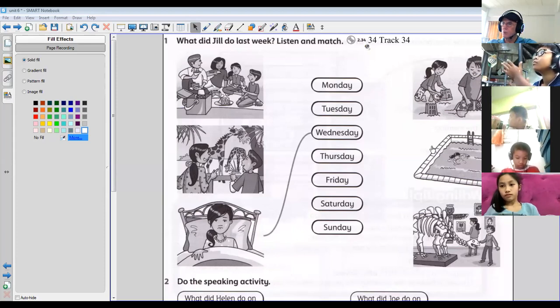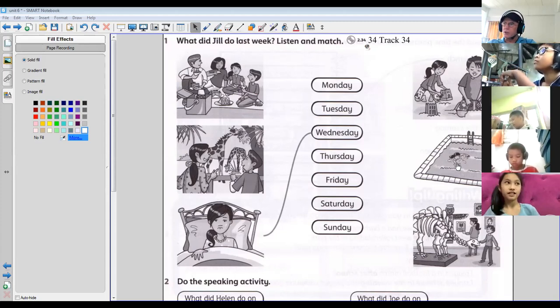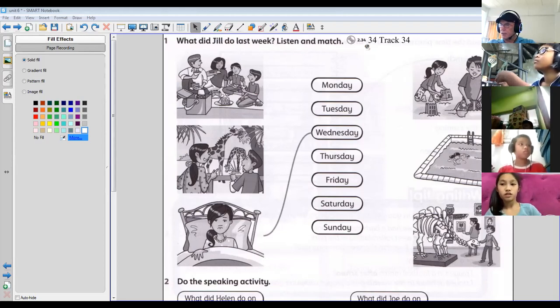Go down, we see a swimming pool. There's a little ladder for getting in and out of the water. And it looks like Jill swimming. And the last picture down here, we can see the skeleton of a dinosaur. Behind that, we can see what looks like a totem pole. So these are the kind of things you may find in a museum.